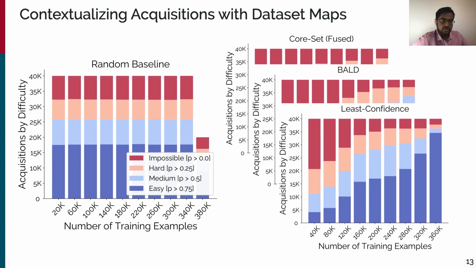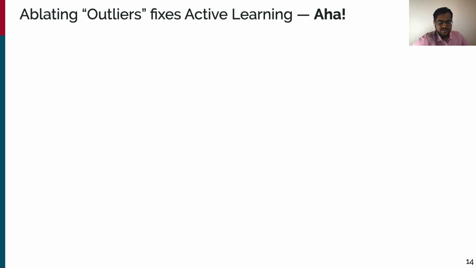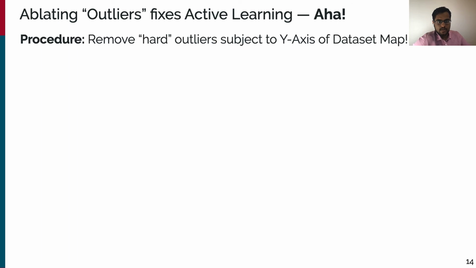And they're picking them early on in acquisition, impacting learning, and then further spiraling as we acquire more and more data. But this begs the question, what happens to active learning performance as we remove these unlearnable collective outliers? If there's any slide to pay attention to in this talk, it's this one. Let's start by removing examples based on their position in the original dataset map, just moving up the y-axis based on confidence. Just looking at the post-hoc dataset map, identifying and removing all the hard examples.